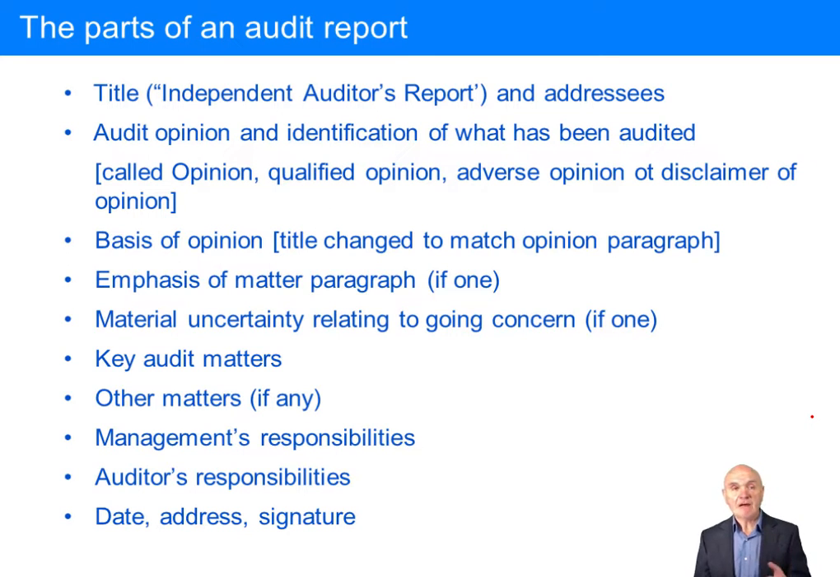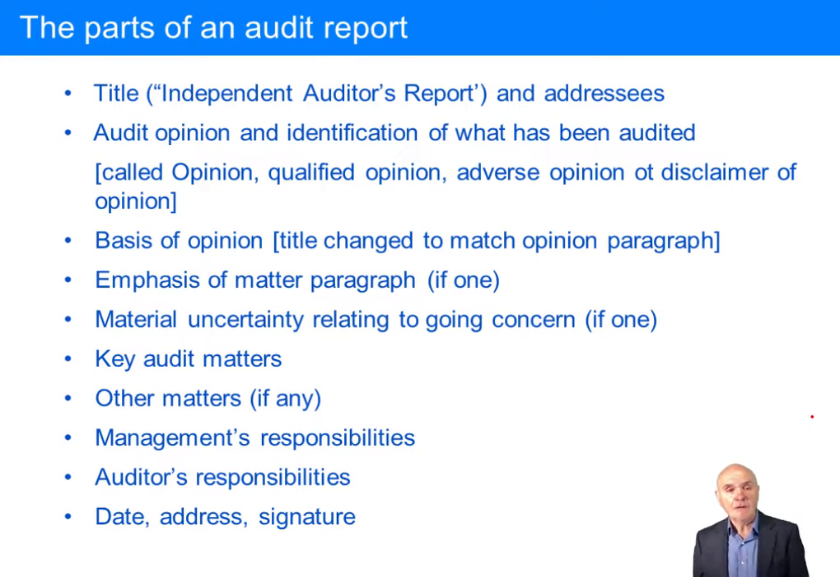So it will list out statement of financial position, statement of profit and loss, cash flow, etc., and may even say in there that it doesn't cover other parts of the annual report, but it will define what has been audited. This is to alert people what this report covers. It covers this, not any of the rest of it, and that's very important.